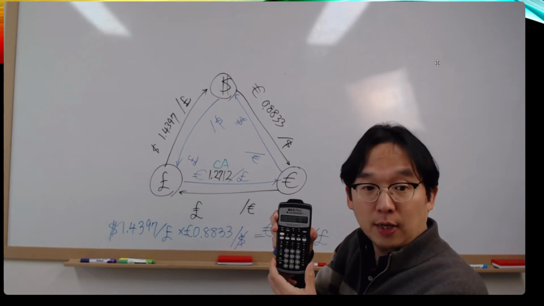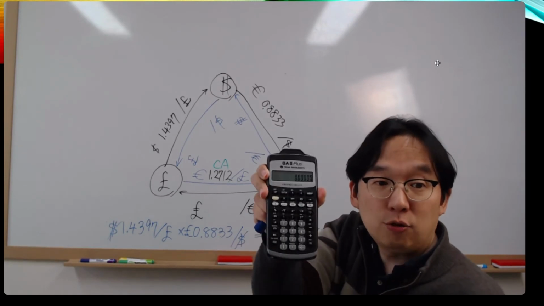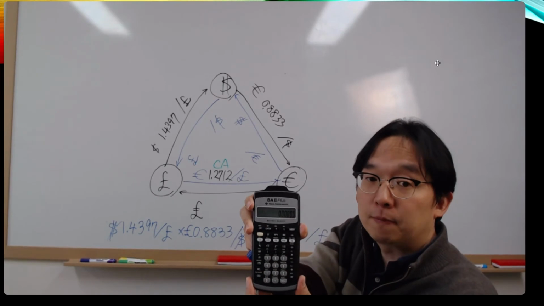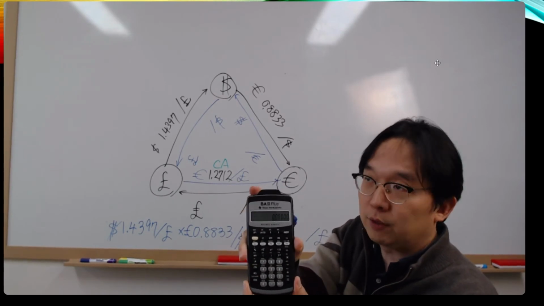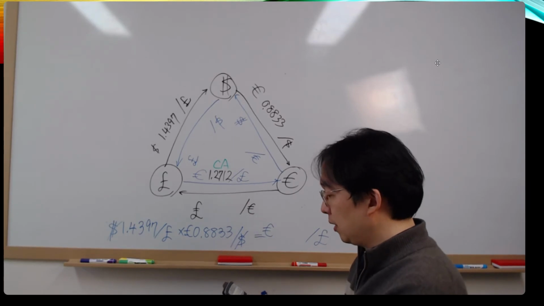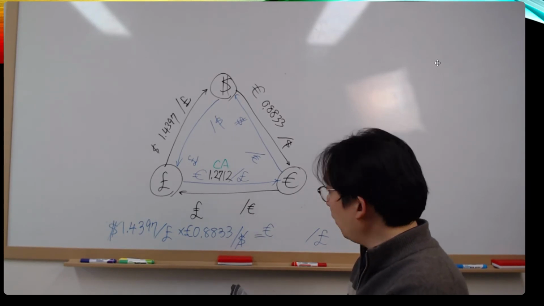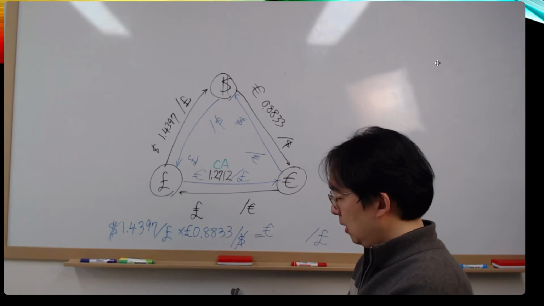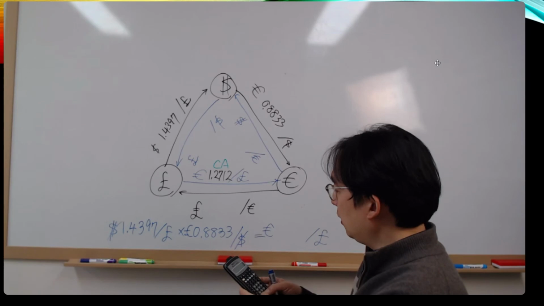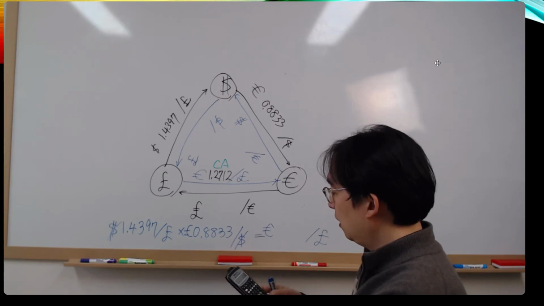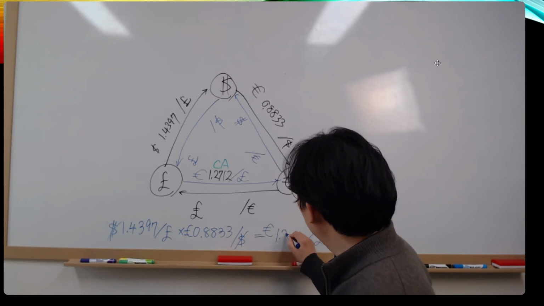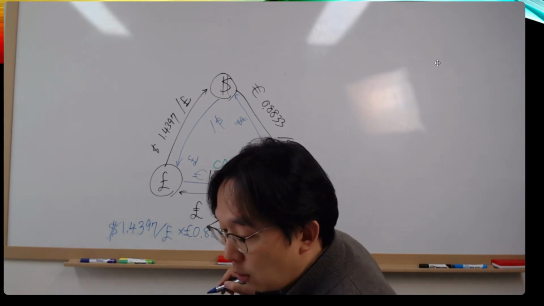So I have a Texas Instruments BA II Plus calculator, which is a standard one for the CFA level 1, level 2, or level 3 exams. So let's familiarize ourselves with it. So 1.4397 times 0.8833. So that's 1.2717.